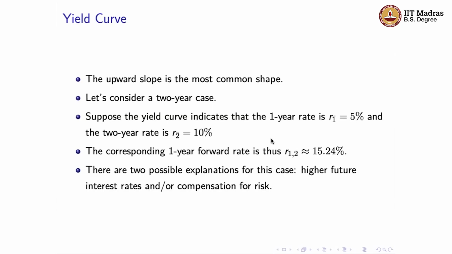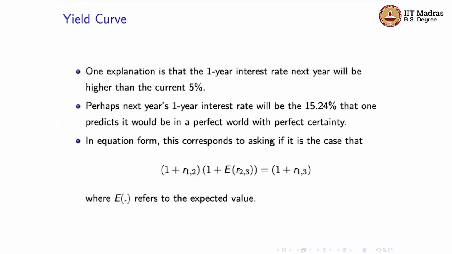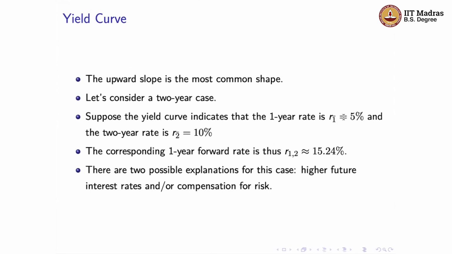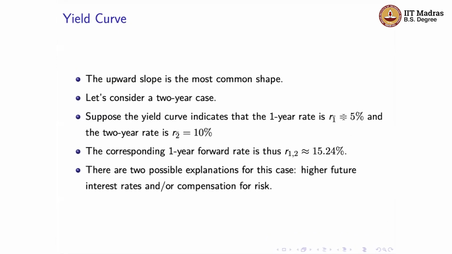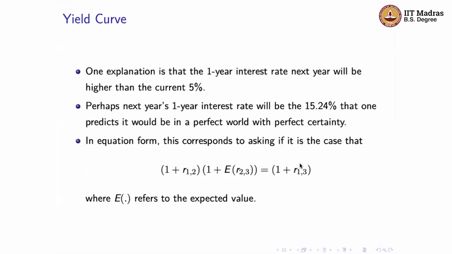So recall that the 2 year rate, if you think about it, is an average of the different 1 year rates, right? So if the 2 year rate is higher than the current 1 year rate, then that would indicate that perhaps the belief is that the 1 year rate is going to be higher in the future, right? So for instance, one prediction could have been that based on the data that you see now, which is this 10% and this 5%, perhaps the next year's 1 year interest rate will be 15.24%. That one is predicted using the forward rates in this perfect world with perfect certainty, right?